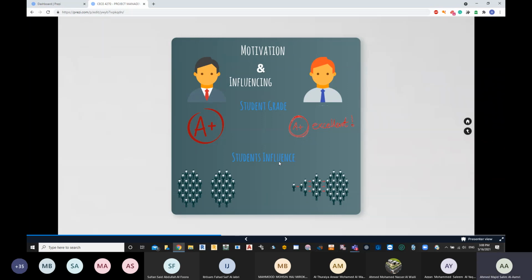Are we clear about student grade and students' influence, motivation, and influence? Okay. So once again, it's very important that you have a person who will support you always, a person who will try to influence you in a way that you are going to improve in the sides or the points where you are not doing your best.